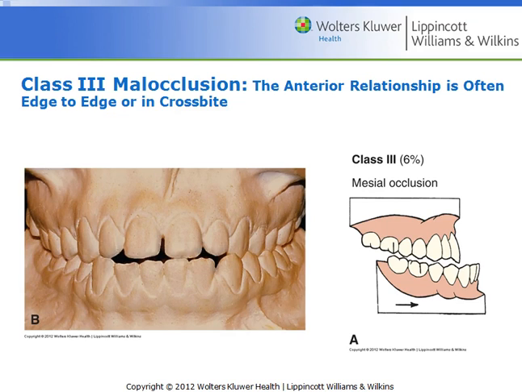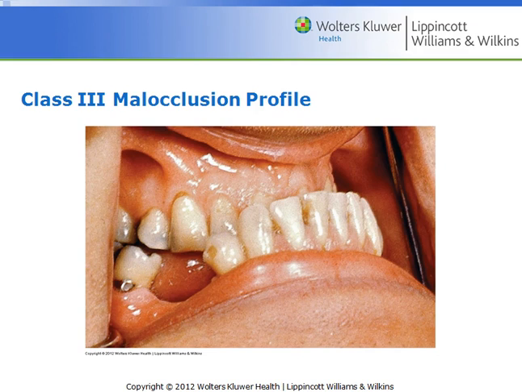In a class 3 malocclusion, the anterior relationship is often edge to edge or in anterior crossbite. Here is a class 3 malocclusion with an anterior crossbite.